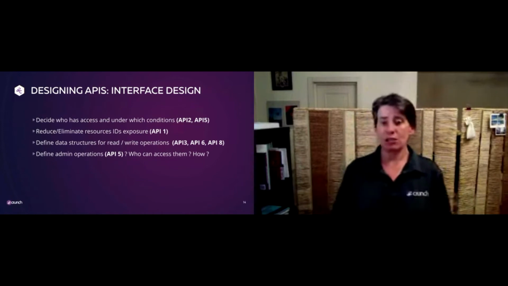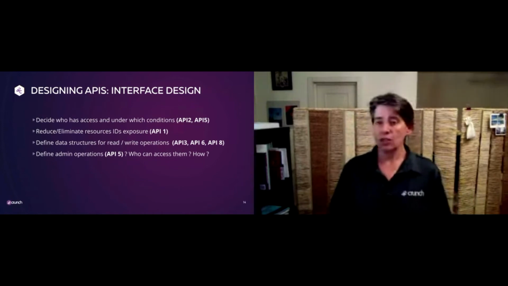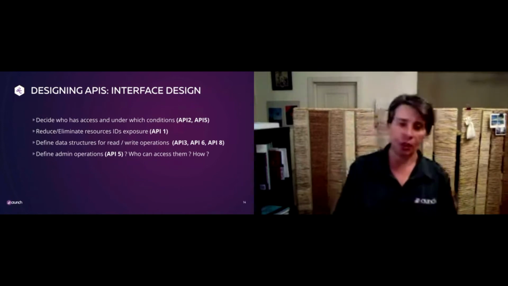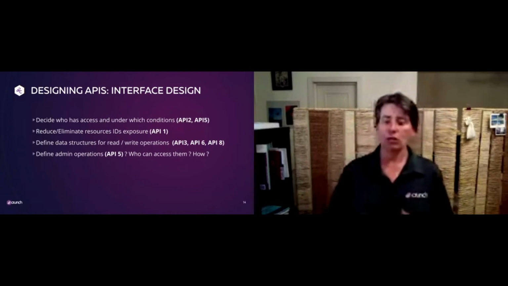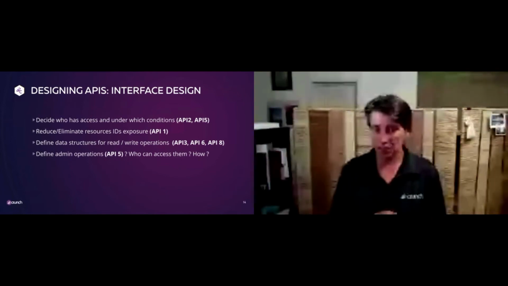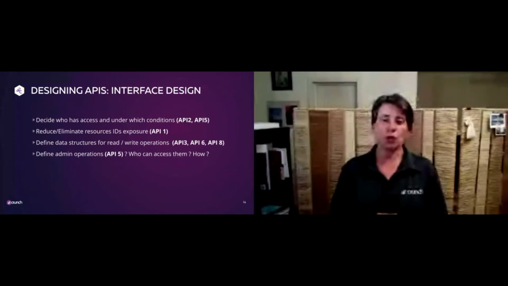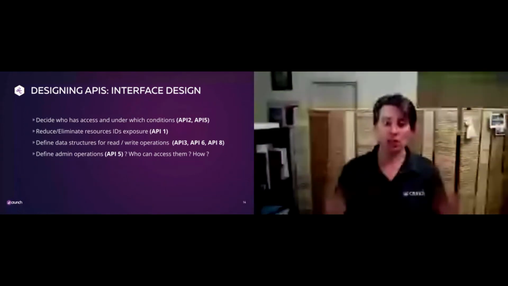So who has access to this and under which conditions? This is all about authentication and authorization. Again, what are my operations? What are the actors? And how are we going to access this information, the operations in my APIs? Think about all the resource IDs.